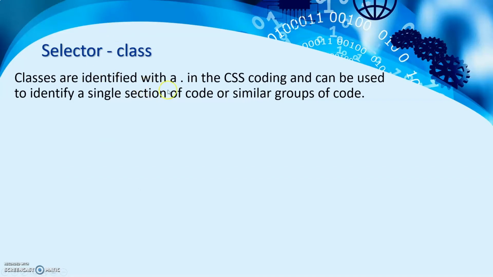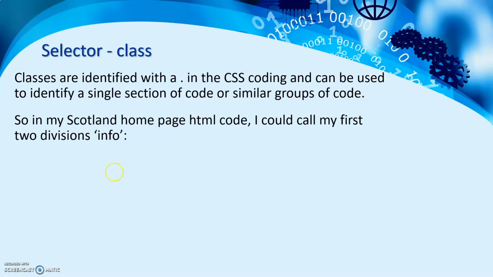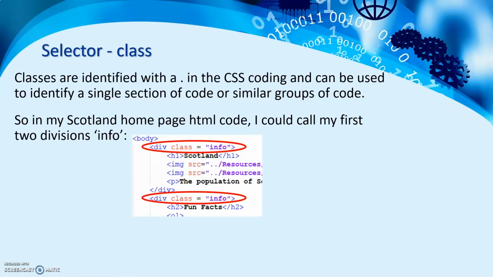Classes are identified with a full stop in the CSS coding, and they can be used to identify a single section of code or similar groups of code. So we use classes all over the place. So my Scotland homepage, the HTML code, I could call my first two divisions info. So the bit where that's got intro section, it's got info, and then the other bit about the fun facts, I'm also going to call it info.